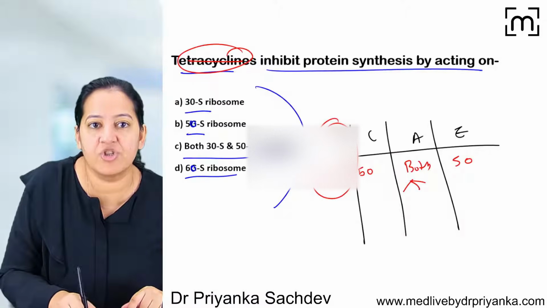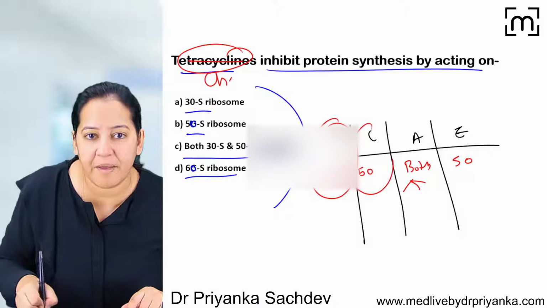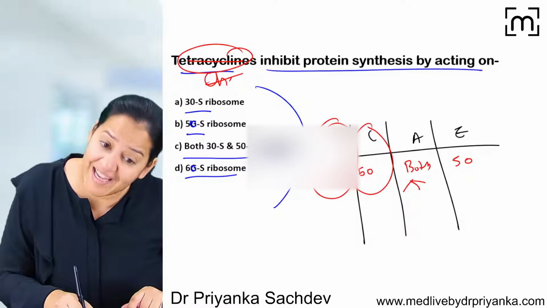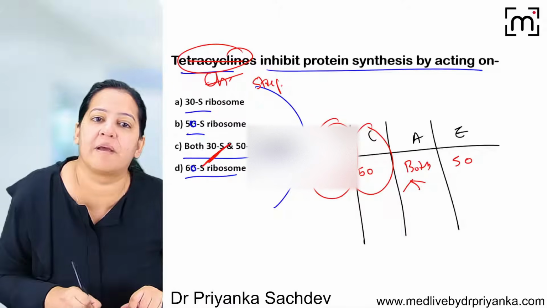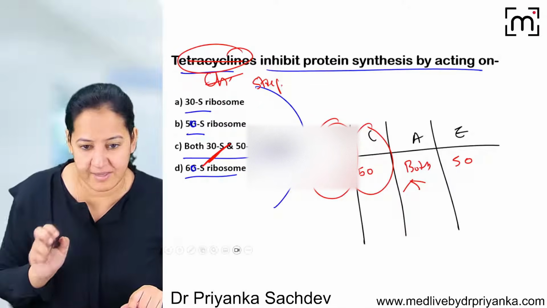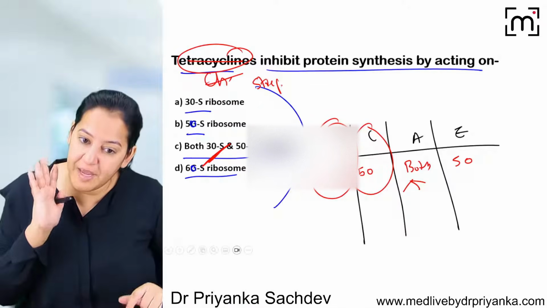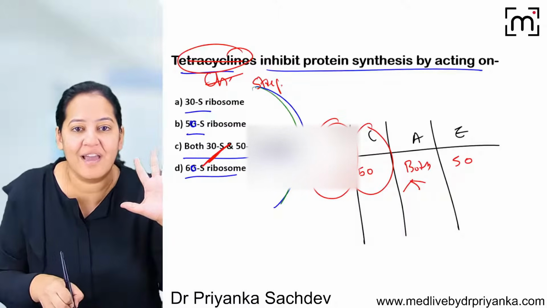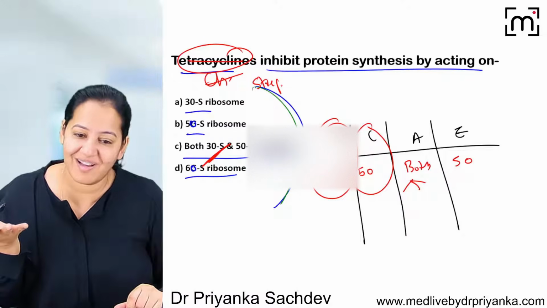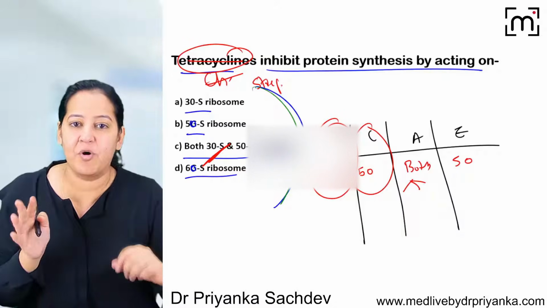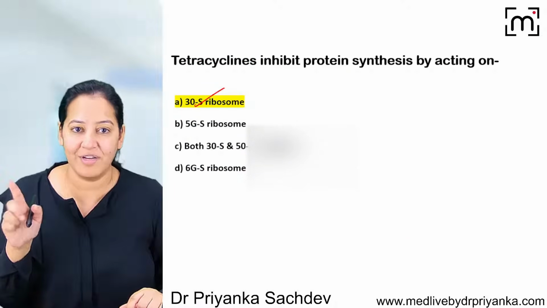But if I change the question to chloramphenicol, the answer will become 50S. If I change the question to any of the aminoglycosides like streptomycin, the answer will become C, both. So in this way, you should be able to answer all. It is not that because this question came on tetracycline, they will ask on tetracycline every time. Last year they asked tetracycline, but every year they will not ask tetracycline. It is an important topic. You should be prepared for all questions. Got it?